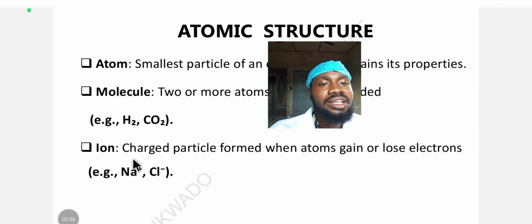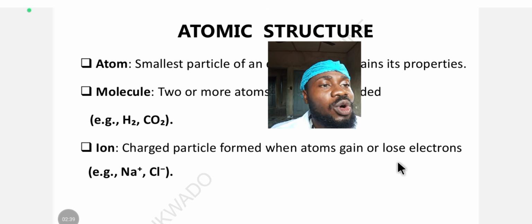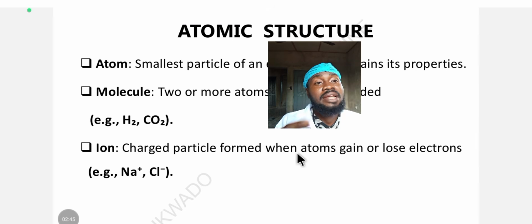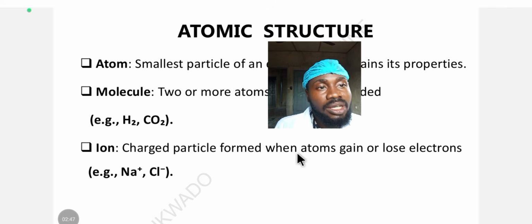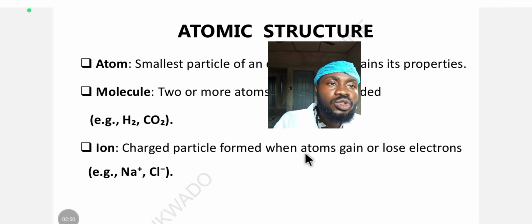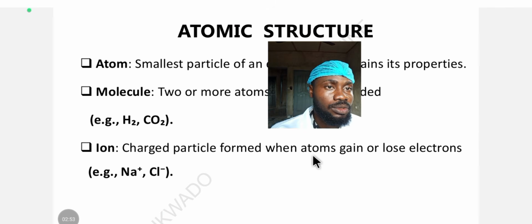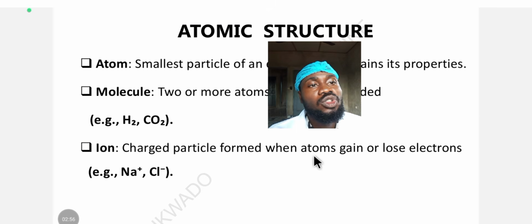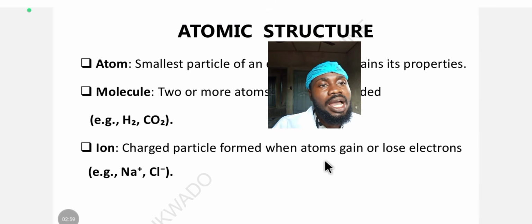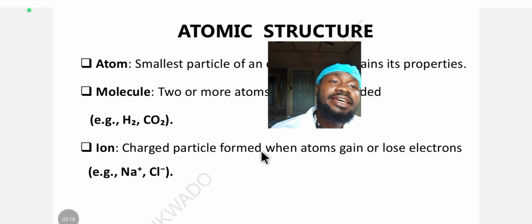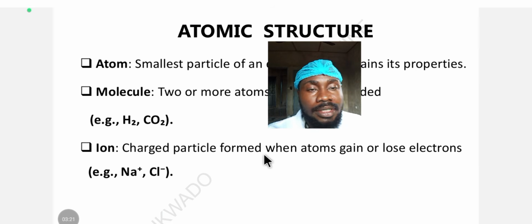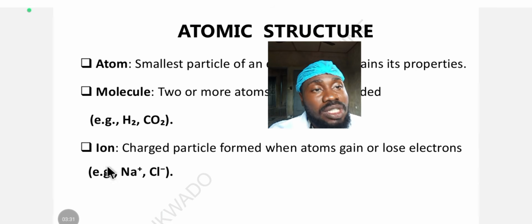What is an ion? A charged particle formed when an atom gains or loses electrons. So an ion is a particle that possesses an electric charge. It is lost or gained during ionic bond formation, during redox reactions, and during ionization. An ion is charged and it can be positive, which is known as the cation, or negative, which is known as the anion.